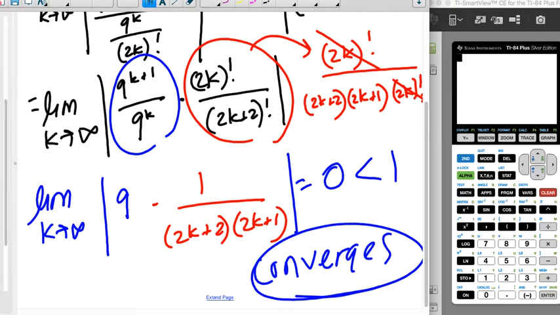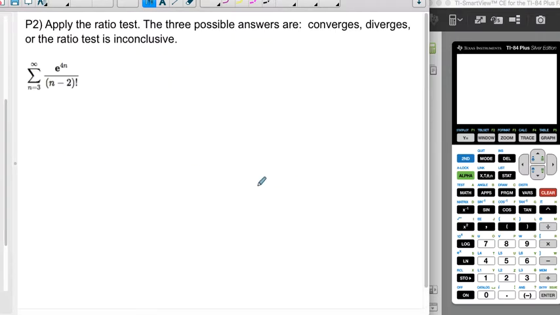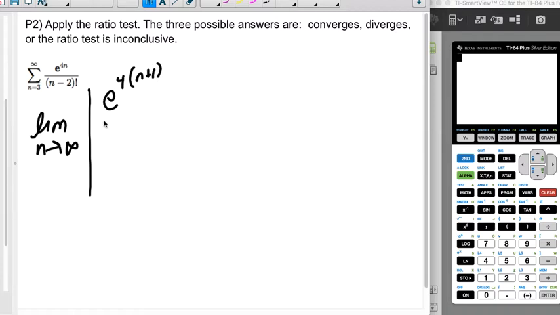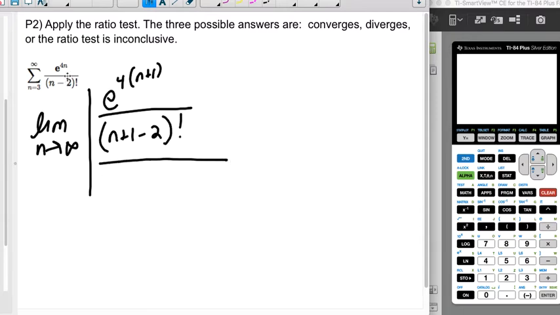All right, go ahead and give this one a try. You have e to the 4n and you have n minus 2 factorial, right? So the limit as n approaches infinity of my n plus 1 term is going to be e to the 4, and then I need to plug in n plus 1, which we're going to clean up in a sec. On the bottom, it's going to be n plus 1 minus 2 inside the factorial. And then my other term, my a sub n, is really just me recopying the a sub n that was given to me, right? And we'll deal with that in a sec.